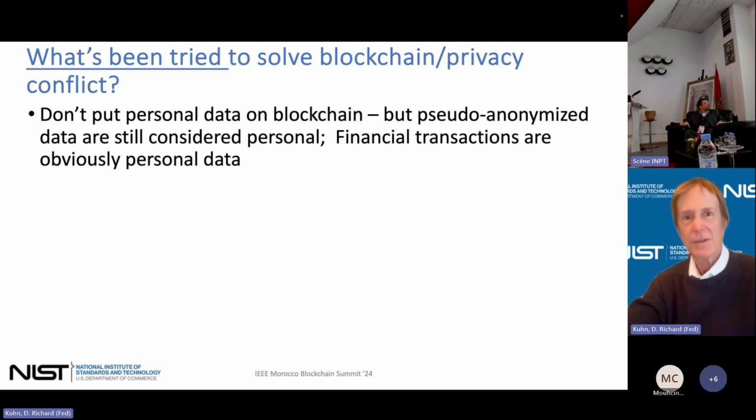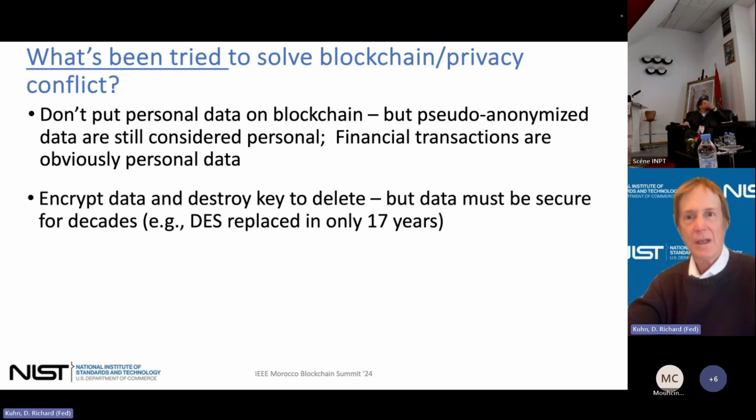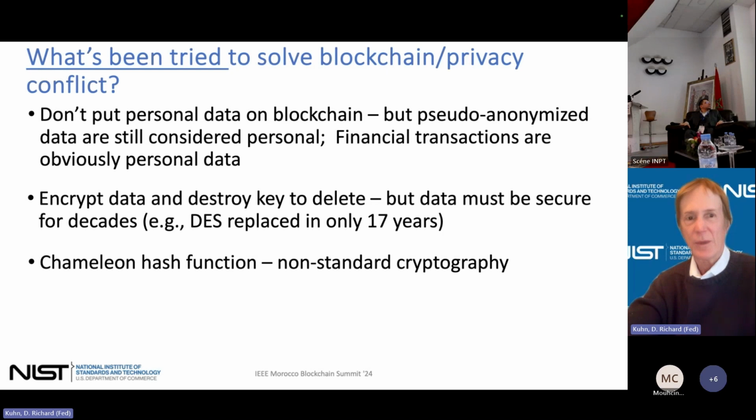One proposal, of course, is don't put personal data on a blockchain. However, financial transactions, which are typically a use for blockchain, are clearly personal data. Another approach is to encrypt data and then destroy the key to delete that data in some sense. But that depends on the security of the cryptography. And of course, the original Data Encryption Standard that was so widely used had to be replaced in only 17 years, whereas data about people must be retained for many, many decades, possibly forever. So that's a problem as well.